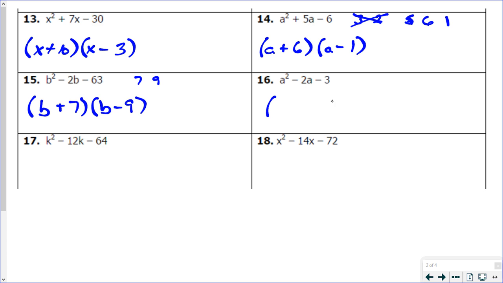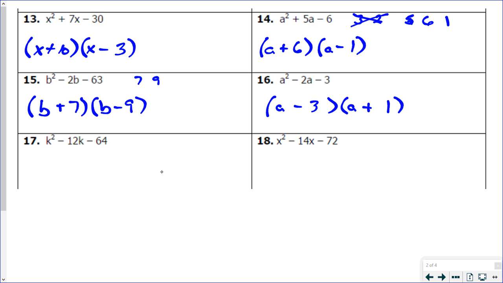All right, let's look at this one. So 3 is going to be 3 and 1, because I know 3 minus 1 is 2, and 3 times 1 is 3. So I have a and 3, a and 1. I want the sum to come out negative, so that means the bigger number has to be negative and the smaller number positive. Hopefully you're starting to catch on to this. 64. Well, 8 times 8 is 64, but I can't get a negative 12 out of 8 and 8. So 8 and 8 is not going to work.